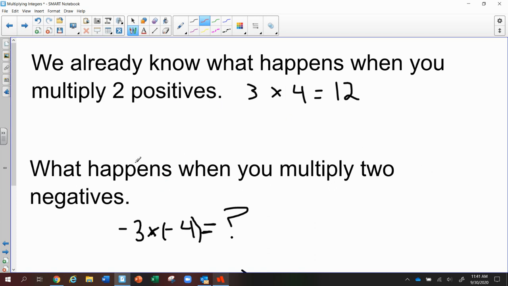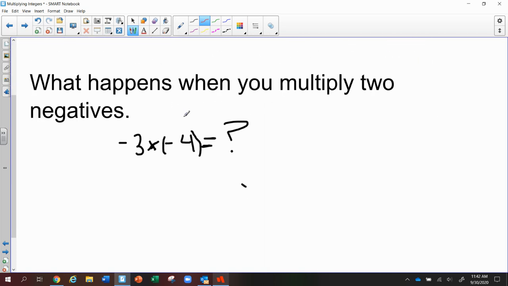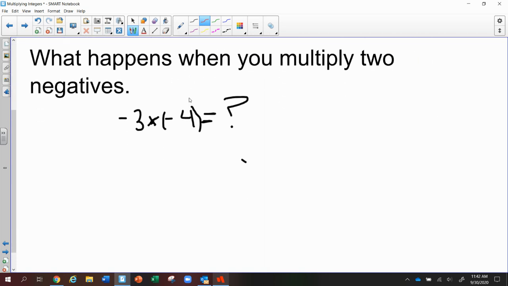What about positive numbers? Well, we already know what happens, right? Positive 3 times positive 4 is 12. That's just what we've been doing since like 3rd grade. So we're not going to talk about that. But this one we are going to talk about. So what happens when I multiply two negatives?